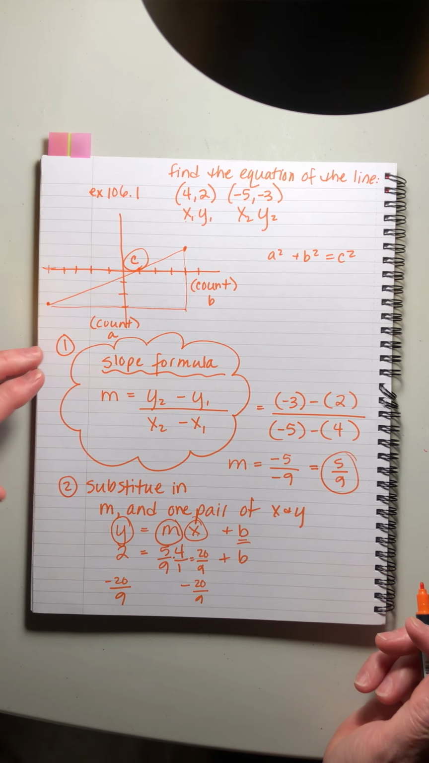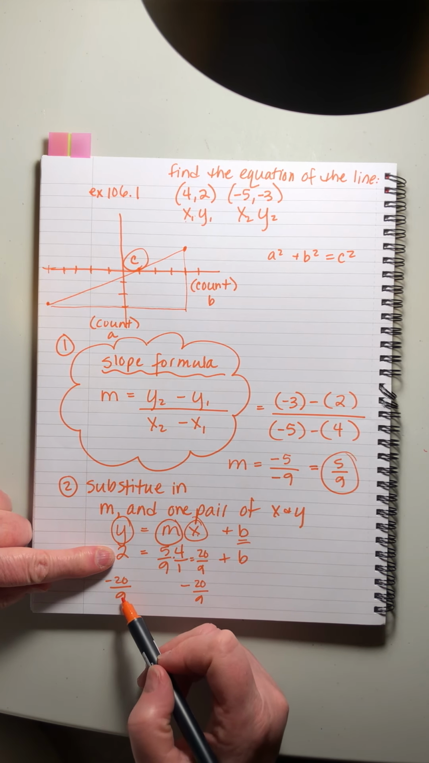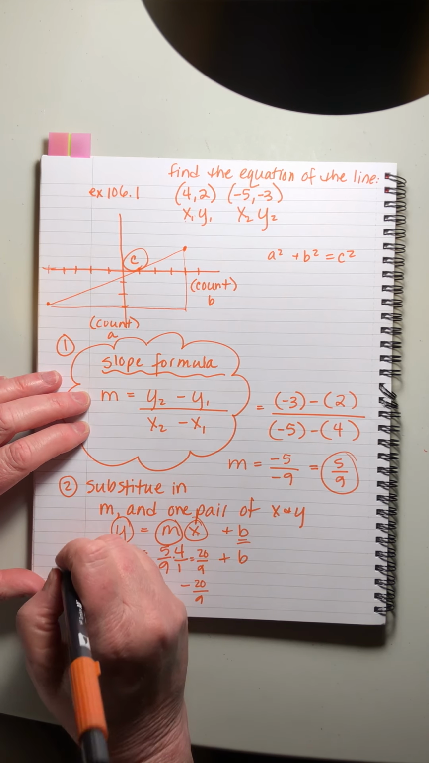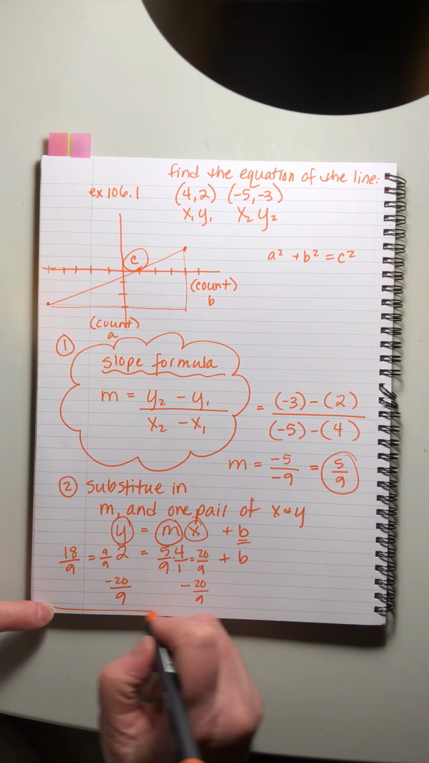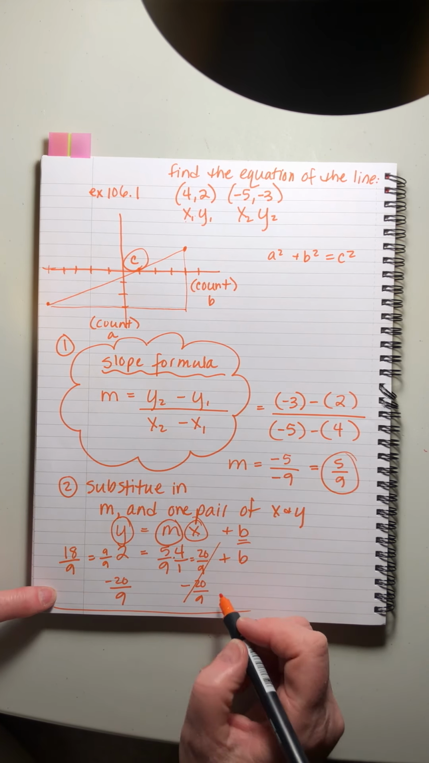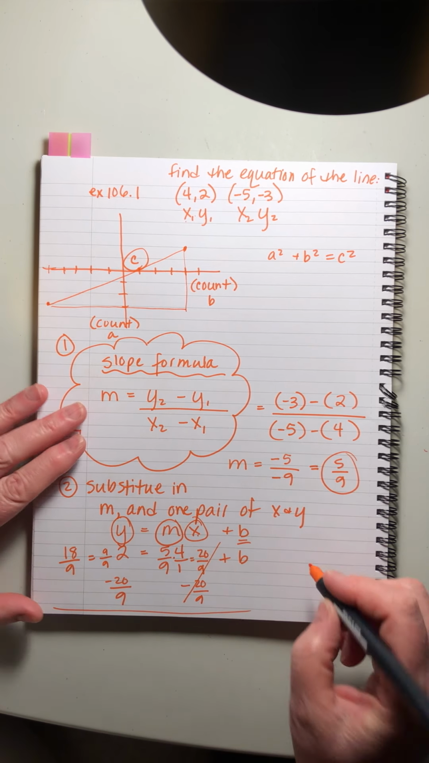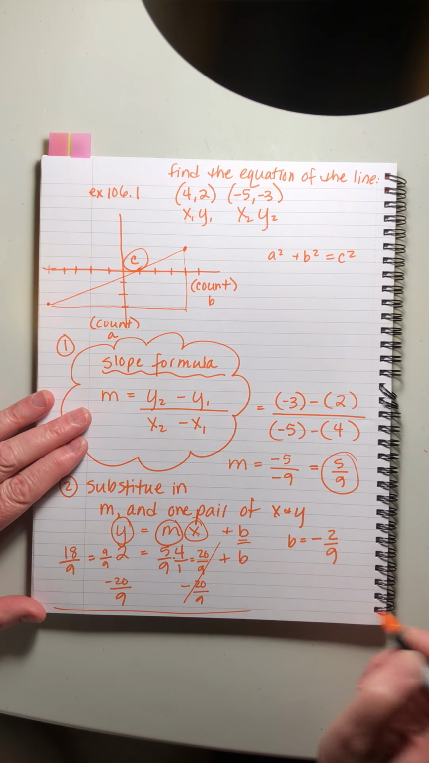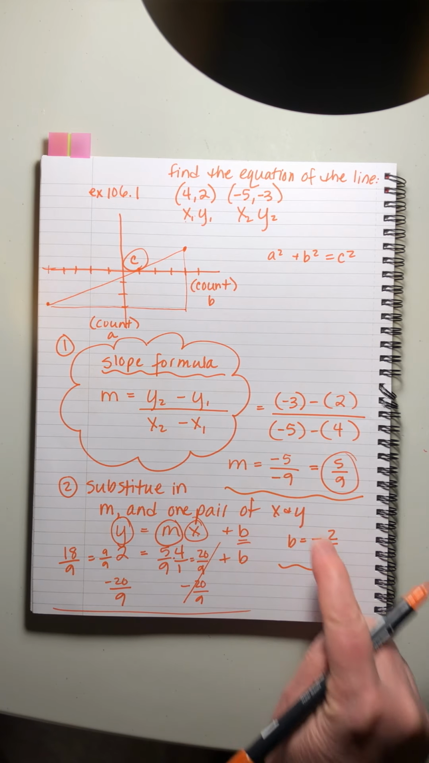Now, that looks horrible, but it's not too bad. We've got a 2 here, though, and I would like the 2 to be over a 9. So I'm going to multiply top and bottom by 9/9, and that will give me 18/9. Now, I've got that canceled. This is just a B. 18/9 - 20/9 equals, I can say B equals -2/9, okay? So now I've solved for M and I've solved for B.